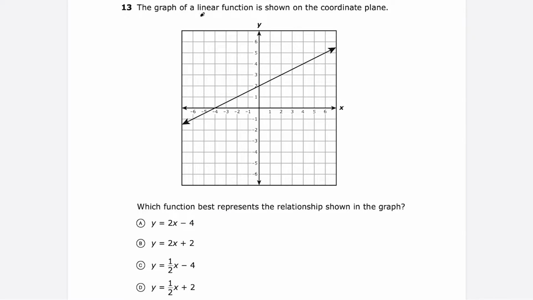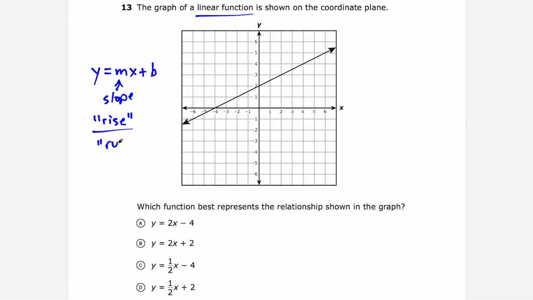Question 13, we have the graph of a linear function shown on the coordinate plane, and we want to know which function best represents the relationship shown in the graph. So for this question here, if we don't want to use the calculator at all, we could use the formula y equals mx plus b. And just know that m represents the slope. But when you have a graph, you could find the slope by just counting the rise over the run. Okay, so we could do rise over run.